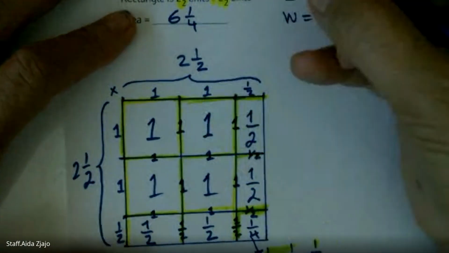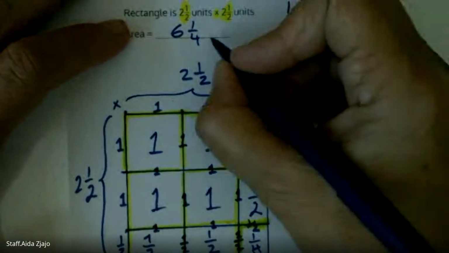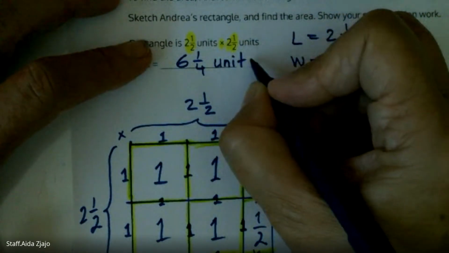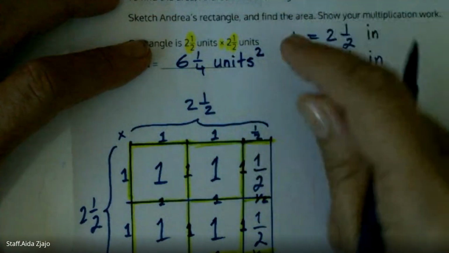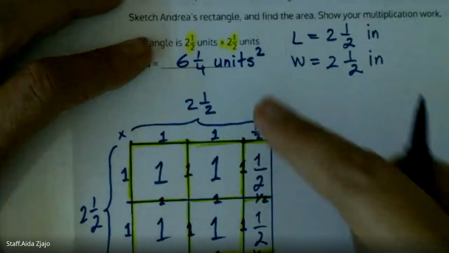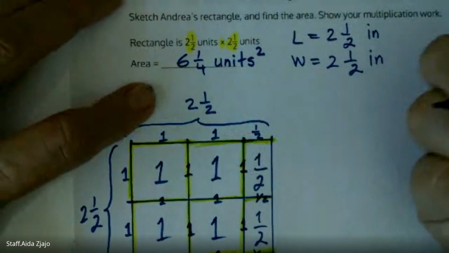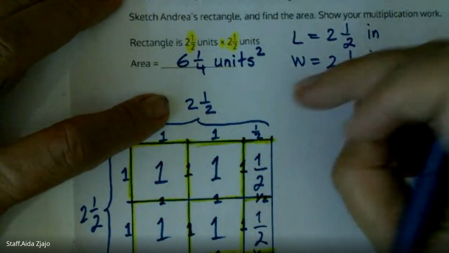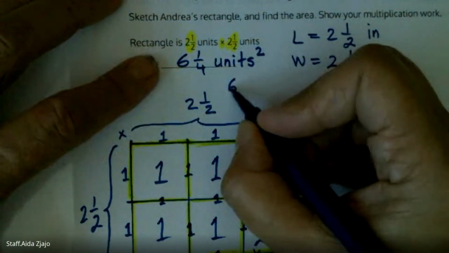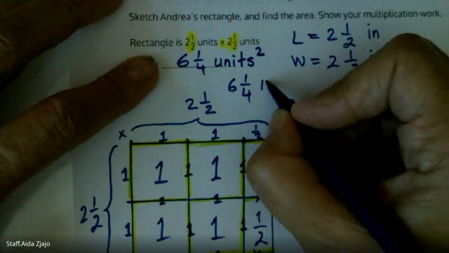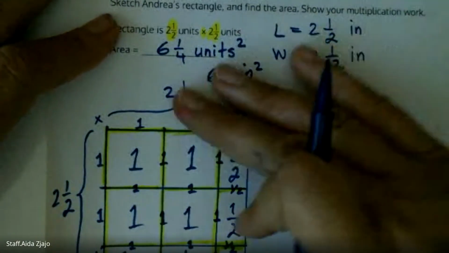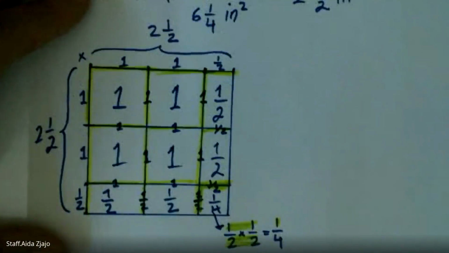So we can say here units, if they say just units, squared units, or we could use Mrs. Z's, because I was using inches. I can say 6 1/4 squared units, 6 1/4 squared inches. Okay, that's one way of showing the work.